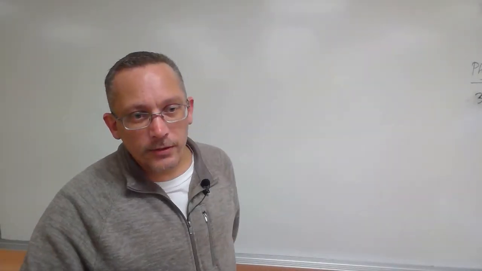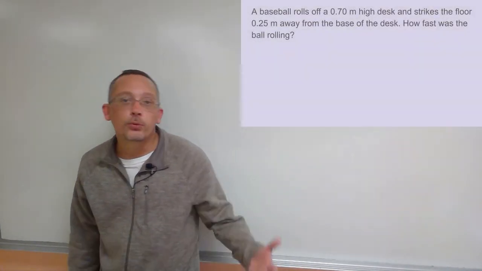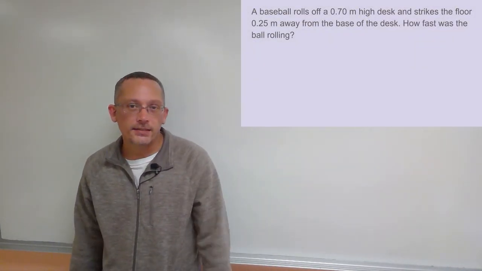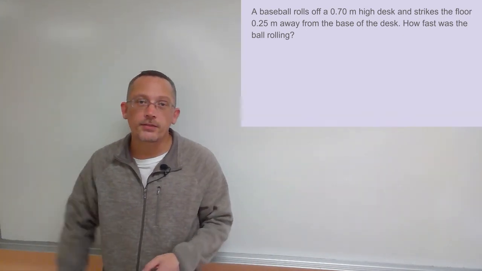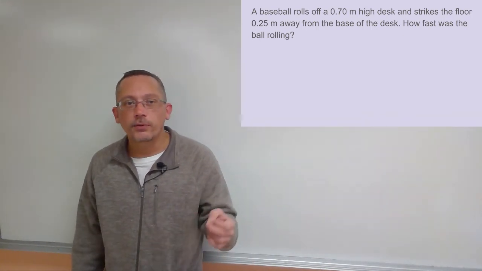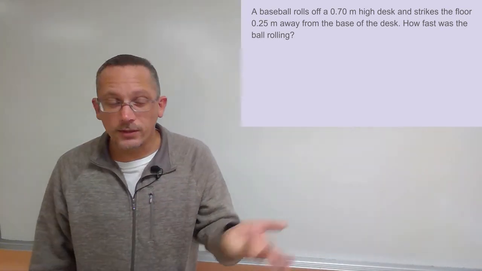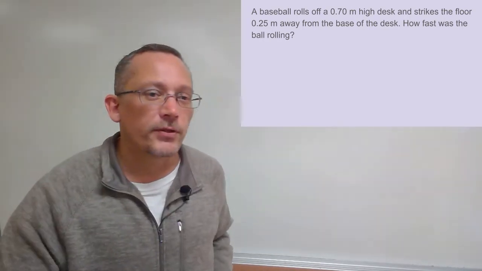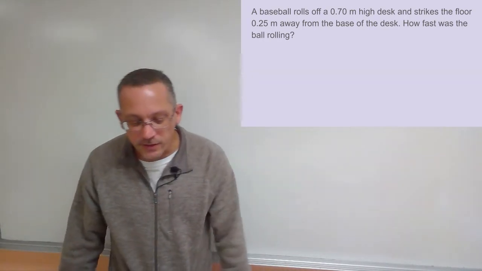Okay, real quick, another example here. It says a baseball rolls off a 0.70 meter high desk and strikes the floor 0.25 meters away from the base of the desk. How fast was the ball rolling? Now you could draw a picture for this one as well if you want. It's going to be very similar to the last picture. I'm going to forego drawing the picture for this. It's okay, I can pull the numbers out and understand what they mean.